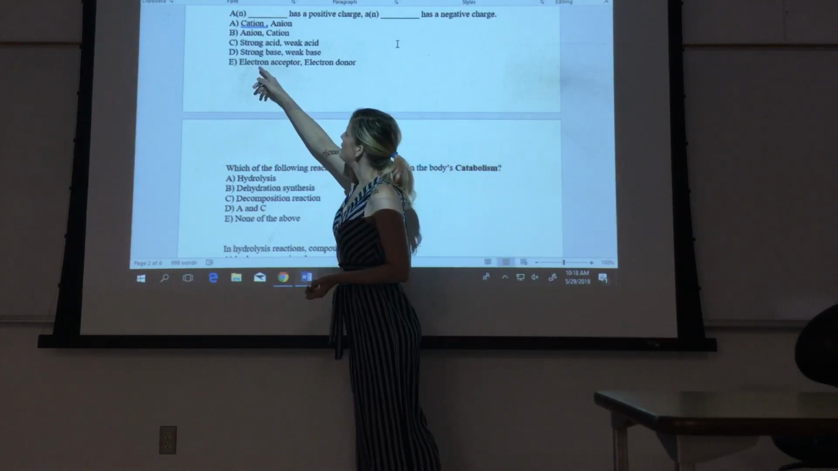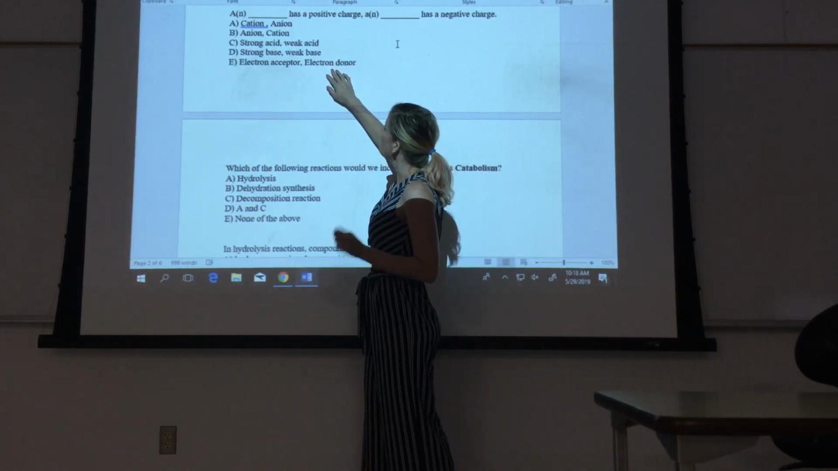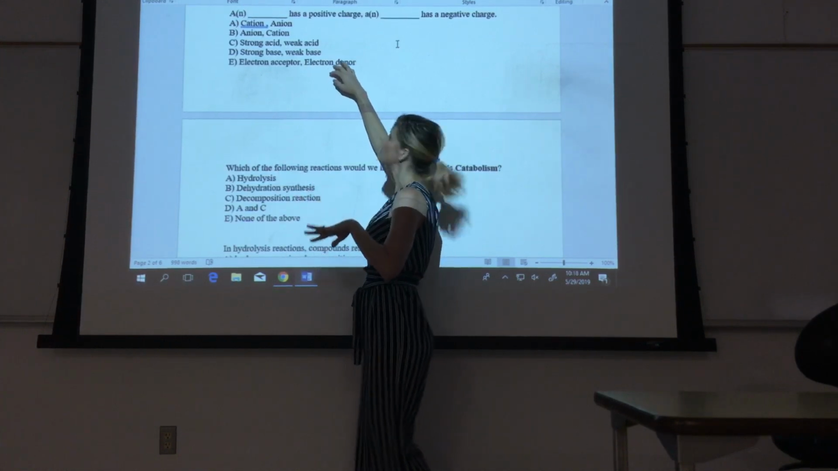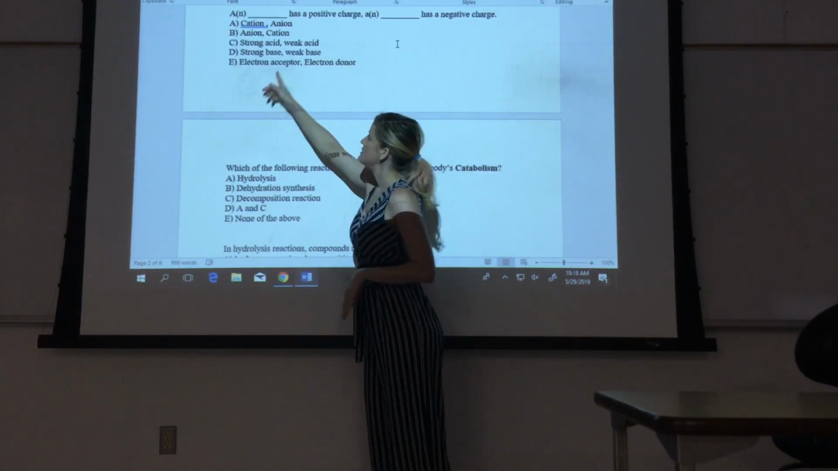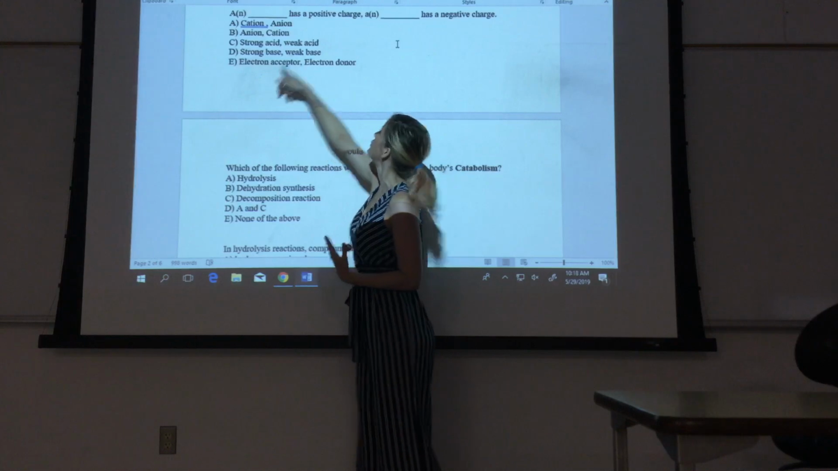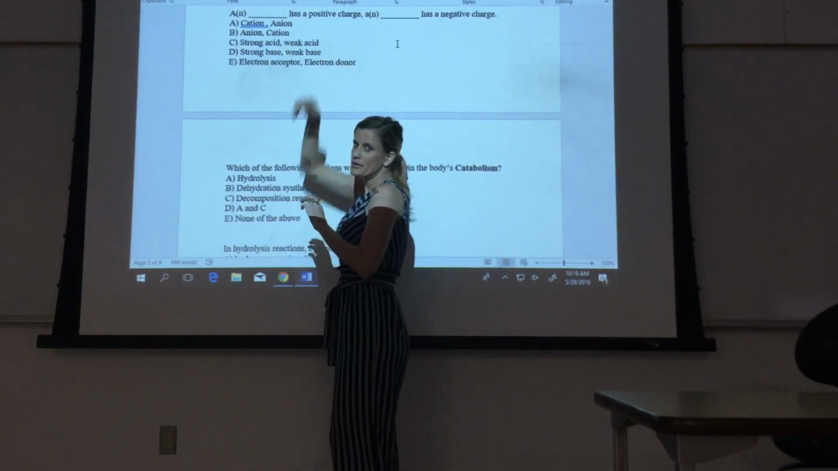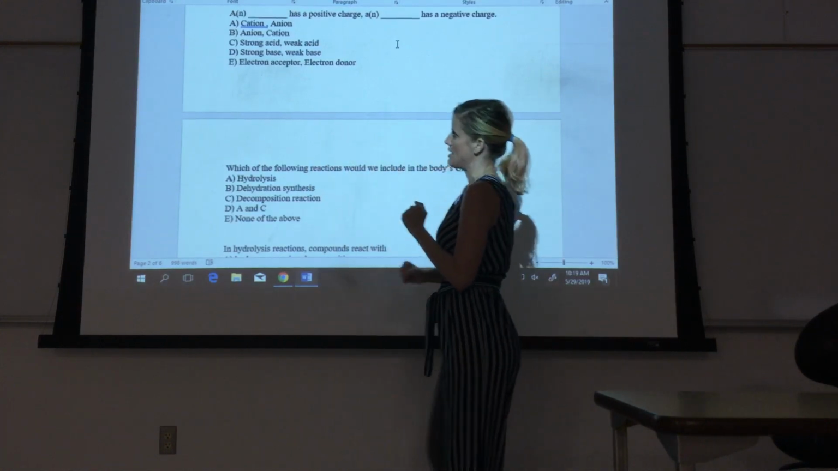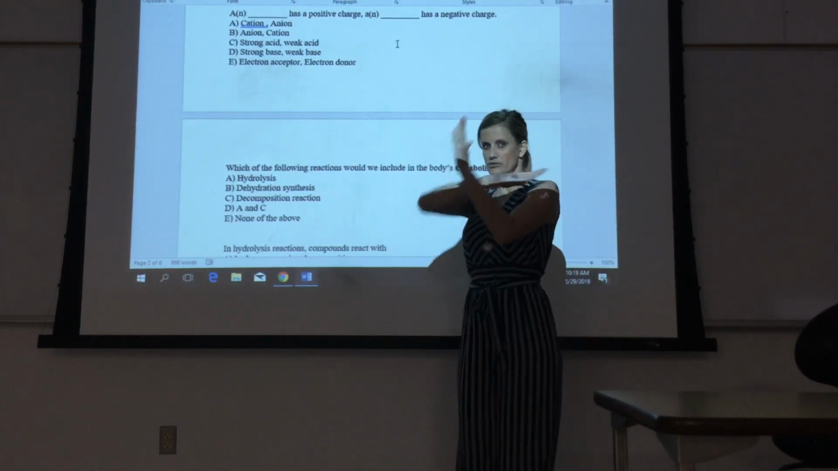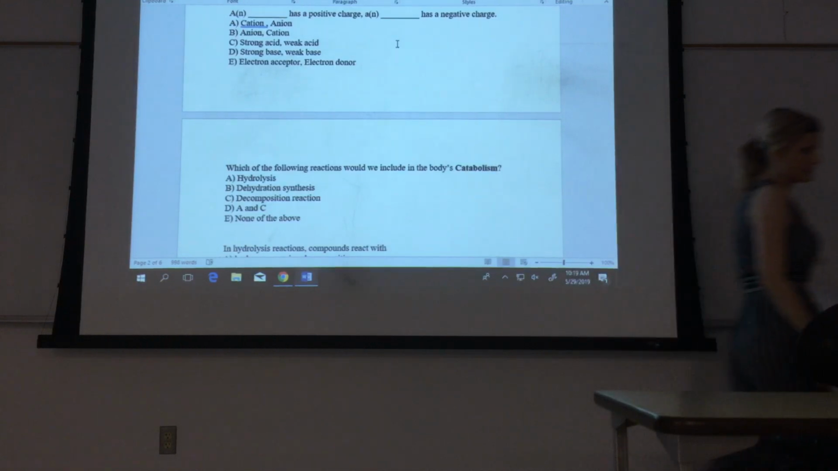No. If that were flipped, if it were the opposite, that would be correct, right? Remember that an electron donor gives away negative charges, so it's positive. And an electron acceptor takes the negatives, so it's negative. So if these were flip-flopped, that would be correct. Okay, but like this, they're not. So the answer is A. A cation has a positive charge, right? And an anion has a negative charge.